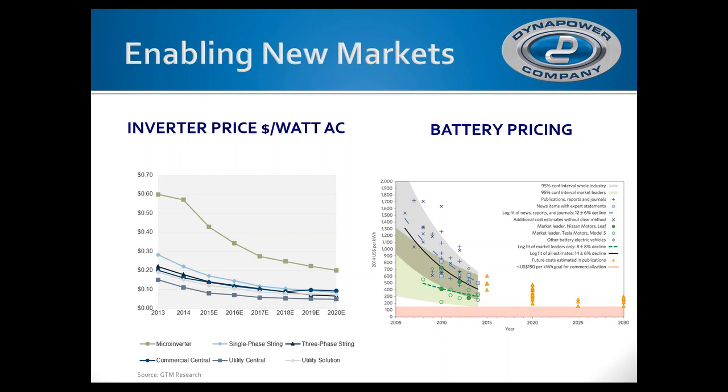On the inverter side, it's a little bit less dramatic, but for those that are familiar with the balance of systems market, you're well aware that with PV inverter commodities out there, you've seen prices come down based on volume production. So everything's trending in the right direction.